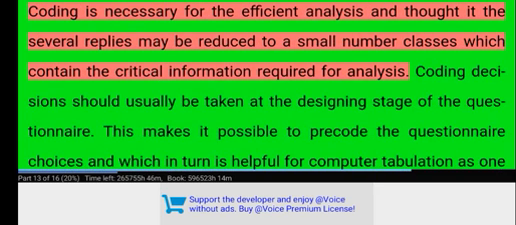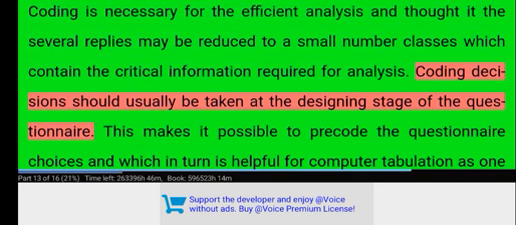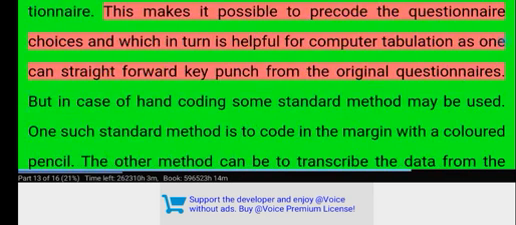Coding is necessary for efficient analysis, through which the several replies may be reduced to a small number of classes which contain the critical information required for analysis. Coding decisions should usually be taken at the designing stage of the questionnaire. This makes it possible to precode the questionnaire choices, which in turn is helpful for computer tabulation, as one can straightaway key punch from the original questionnaires.